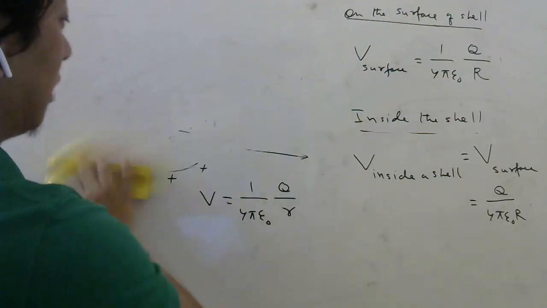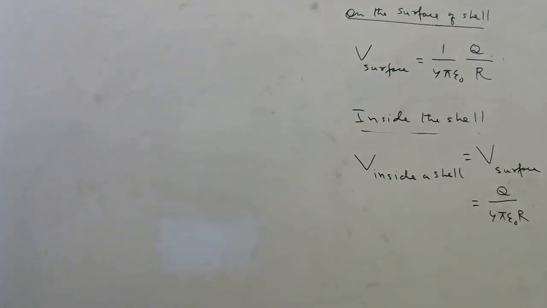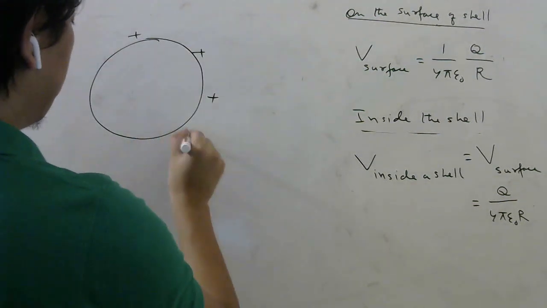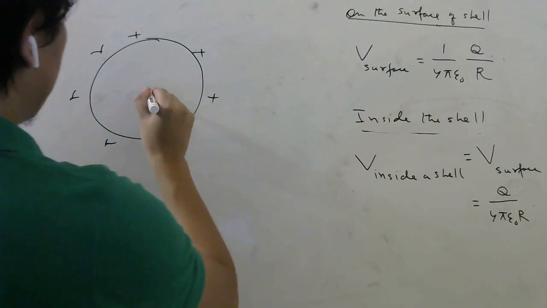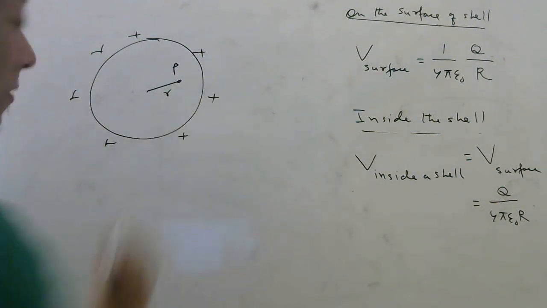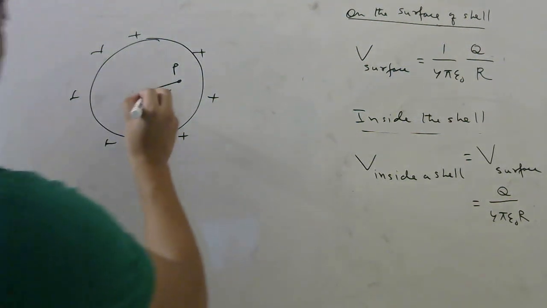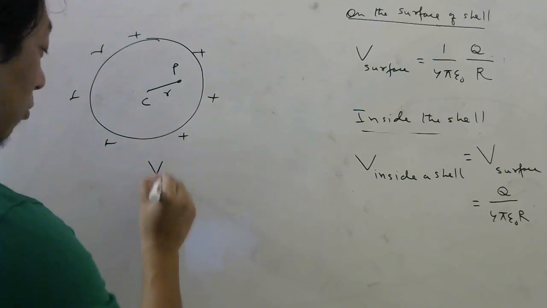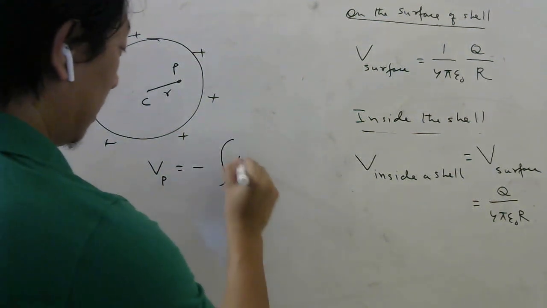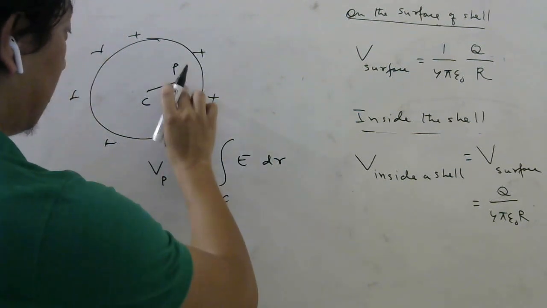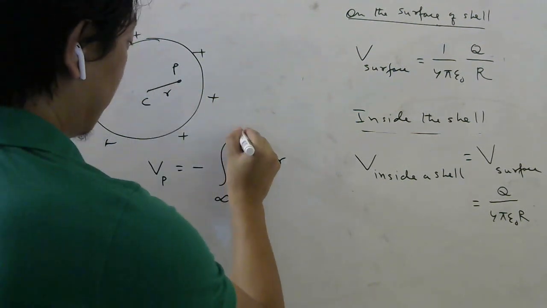Or let me try to tell you, sir, using integration can't we do? Yes, using integration also we can do. So look carefully. So here is your shell. So at some distance p here, I want potential. Let us say this is small r. So from center to p is smaller r. I should calculate potential there by using this formula, E dr from infinity to that point p, and that p is how far from the center, small r.